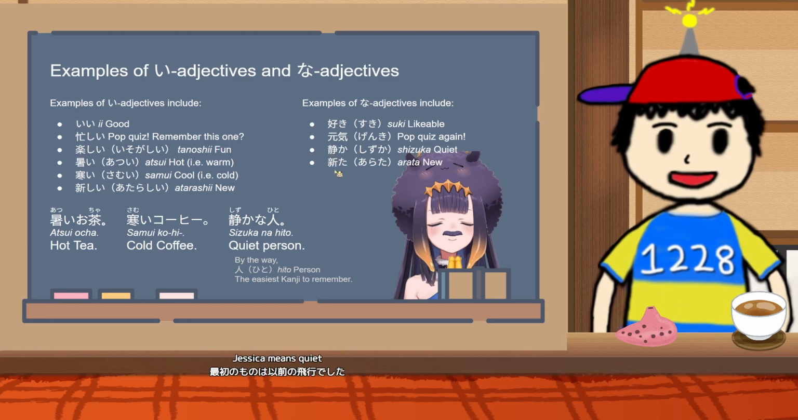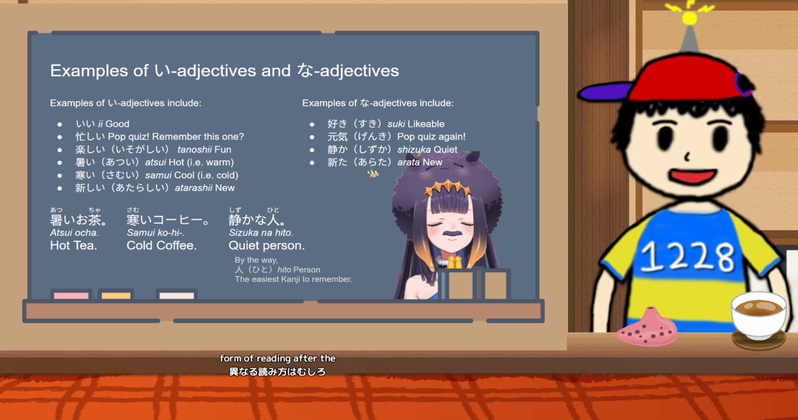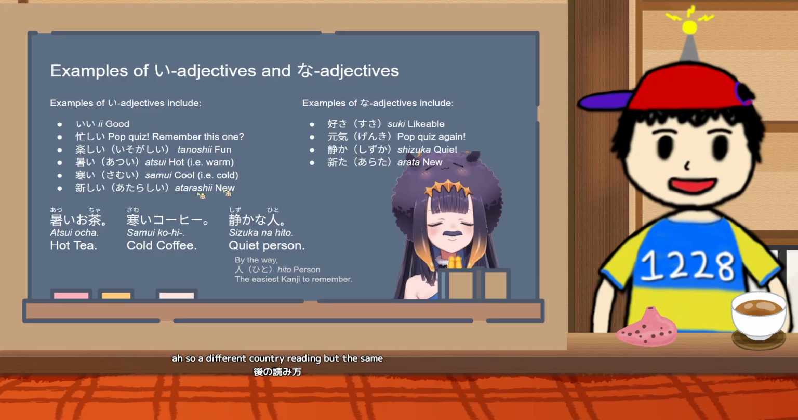Shizuka means quiet, and aratana means new. Notice how atarashi and aratana both use the same kanji, but they have a different form of reading after the a. So a different kanji reading, but the same kanji, but it still has a similar meaning. I don't know the nuance of when you would use atarashi versus aratana, but this is a good example of the same kanji having different readings but meaning something similar, because each kanji means something.